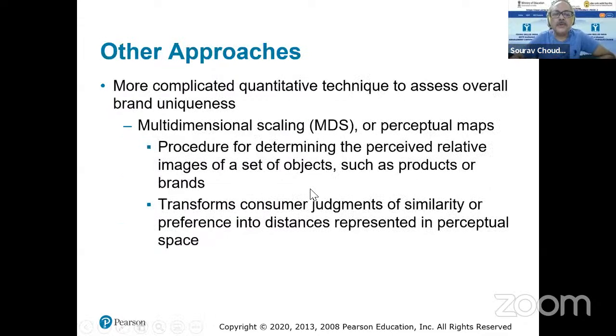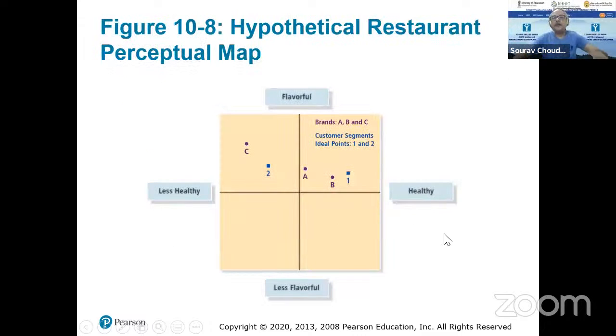Other approaches are more complicated quantitative techniques to assess overall brand uniqueness: multi-dimensional scaling, MDS, or perceptual map. These are procedures for determining the perceived relative images of a set of objects such as products or brands, transforming consumer judgments of similarity or preference into distances represented in a perceptual map. I will show you what it is. So basically, this is a hypothetical restaurant perceptual map. This is what a perceptual map looks like. So you put your attributes.